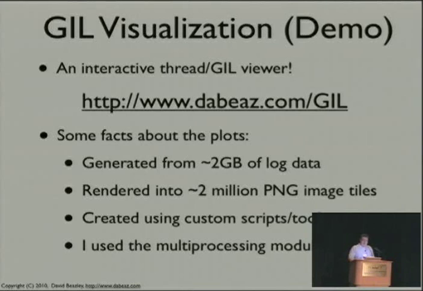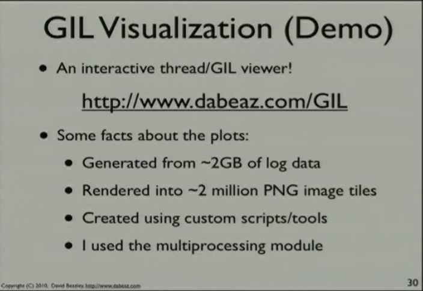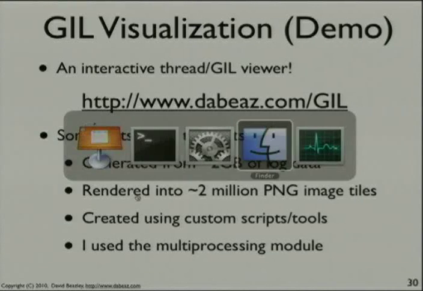So I have this visualization that we're going to look at. It's on the web, so everybody here can go there and interactively explore. I generated it with about 2 gigabytes of log data, and there are about 2 million PNG image files behind this visualization. To create it, I wrote some custom Python tools and used the multiprocessing module to render it. So that's my big plug for multiprocessing.